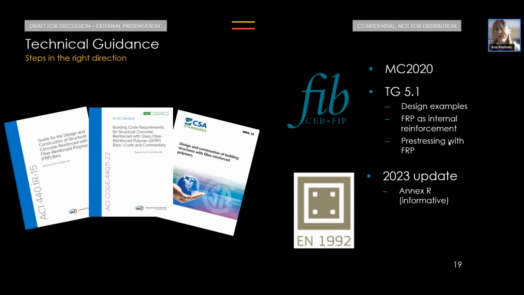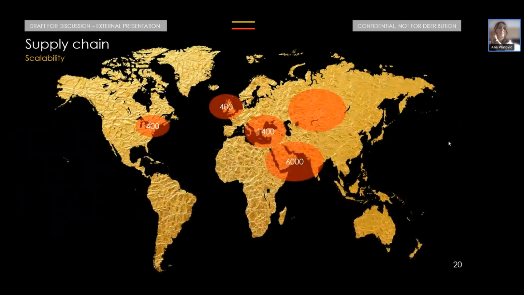But also the task group 5.1 of fib is working on 3 new bulletins, one containing the worked design examples for FRPs, another bulletin for FRP applied as internal reinforcement, as well as a new bulletin on pre-stressing with FRP. And I will say a few more words at the end about pre-stressing. The next thing, similarly to assessing the sustainability, assessing the suitability of a product for deployment has to take into account the scalability, or how much of this material is available around the world. Will I be able to deliver my project, or is this something that's just lab scale and we can do some tests with it, but not really deployed?